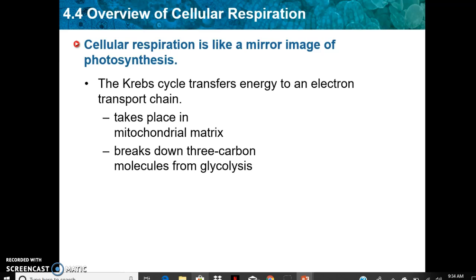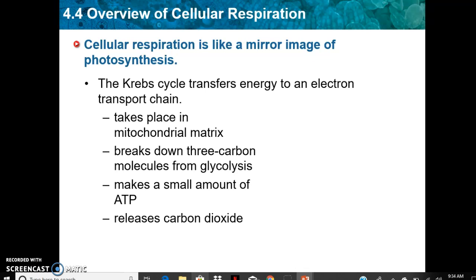It's going to break down 3-carbon molecules from glycolysis. So remember, we had glycolysis. At the beginning, there was a 6-carbon molecule. We ended up with 2 ATP and 2 3-carbon molecules. Now, this Krebs cycle portion of cellular respiration is going to take that further, and we're going to break down those 3-carbon molecules from glycolysis. This part is going to make a small amount of ATP, and it's also going to release carbon dioxide. So this is part of that mirror image of photosynthesis. A byproduct of cellular respiration is carbon dioxide, which of course is something that plants need to start their process.